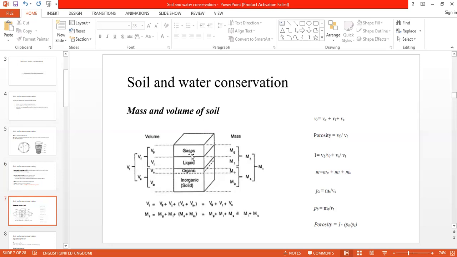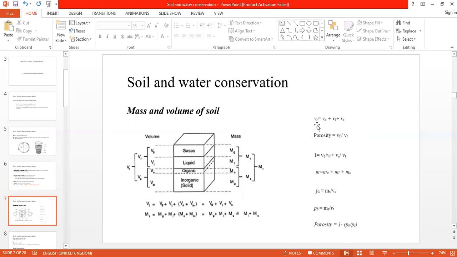So in terms of volume, like this cube, we can measure the volume of gas which it occupies, the volume of liquid which it occupies, the volume of organic matter, and the volume of inorganic matter, as well as their masses. But of course, when we're talking of mass, the mass for the gas is usually negligible, so we don't usually consider it when we're talking of mass.